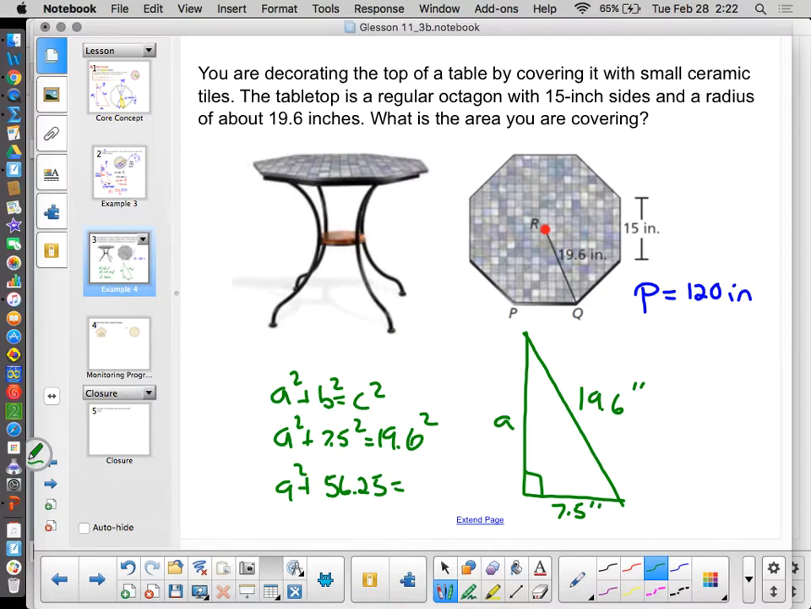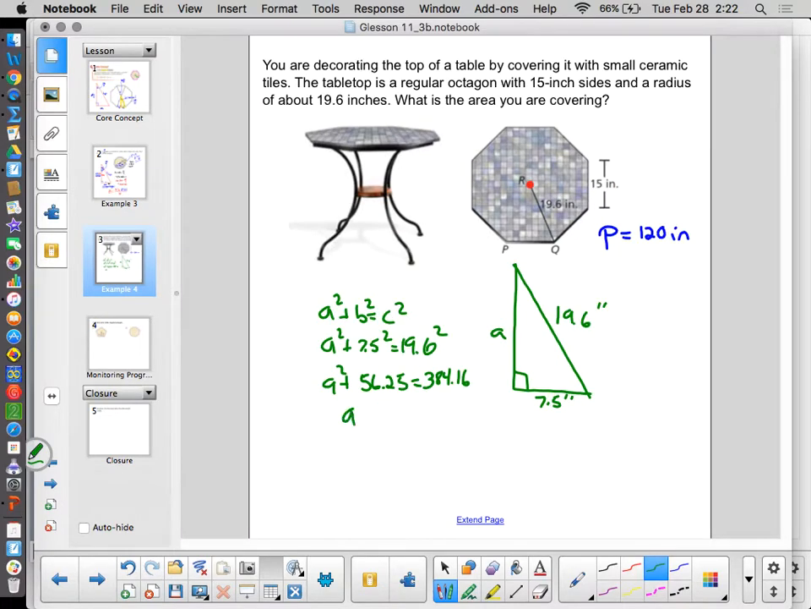19.6 squared is 384.16. We subtract the 56.25 from both sides. So a squared is 327.91. And take the square root of that, and I get about 18.1. 18.1 we'll take it at, because everything else is 1 decimal point.